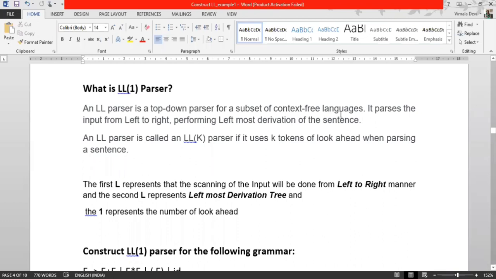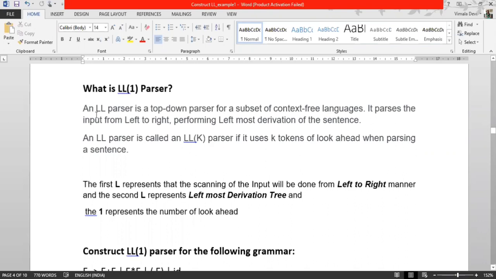In this video, we are going to discuss the LL1 parser. It is one of the top-down parsers, which is able to cover a very good amount of context-free languages. Why context-free languages? Context-free languages are very much required to define the syntax of programming languages.